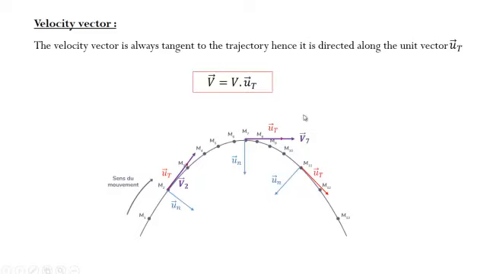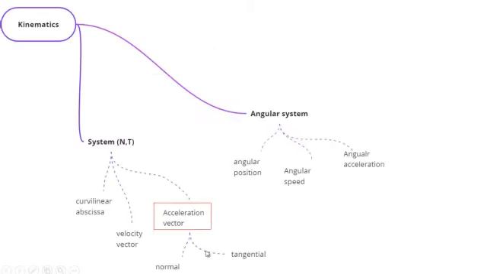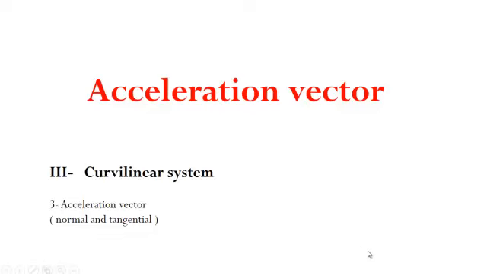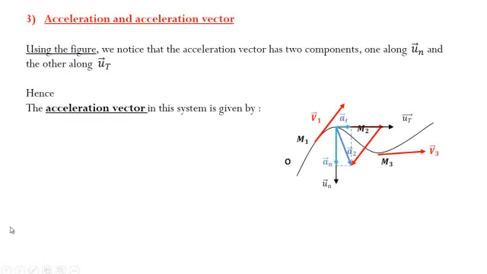So this is how to write the vector v. Now this is a summary here. The v value equals s prime, and the v vector equals this value along ut, times ut. Now for the acceleration vector, is it along un always or along ut always? This is what we will find. So how to express the acceleration vector in the curvilinear system?